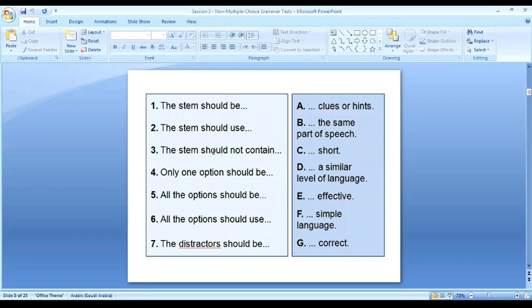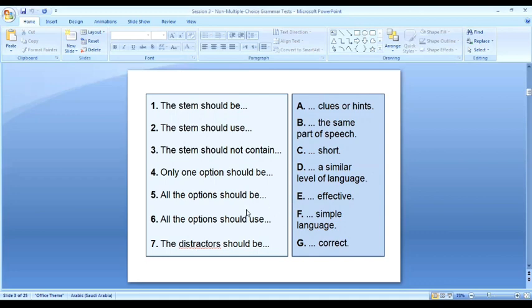This revision also: we said what makes a good multiple choice grammar test. The stem should be simple. The stem should use simple language. The stem should not contain clues. Only one option should be correct. All options should be the same part of speech. All the options should use simple language. The distractors should be effective.